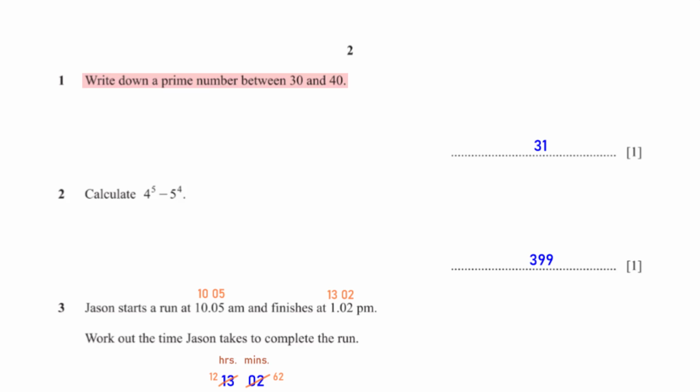Write down a prime number between 30 and 40. One of the prime numbers in this range is 31. Another prime number in this range is 37. Calculate 4 raised to the power 5 minus 5 raised to the power 4. When we type this into the calculator, we get 399.